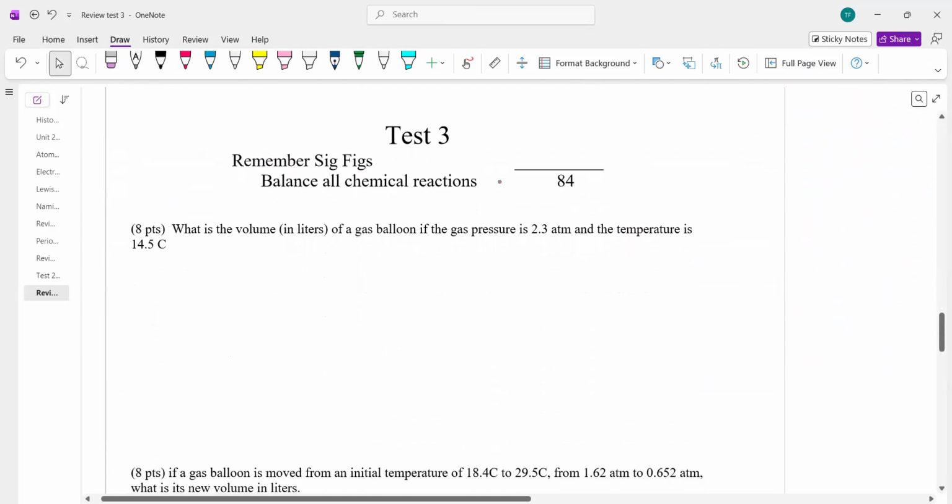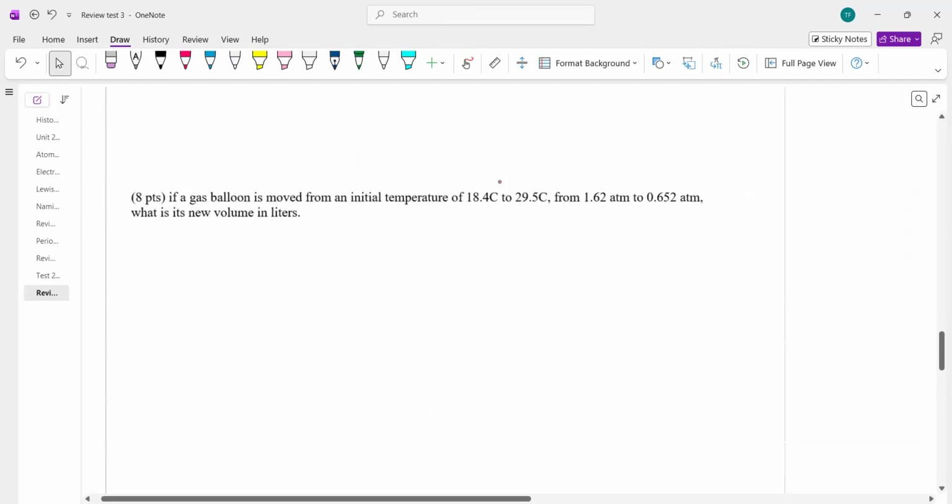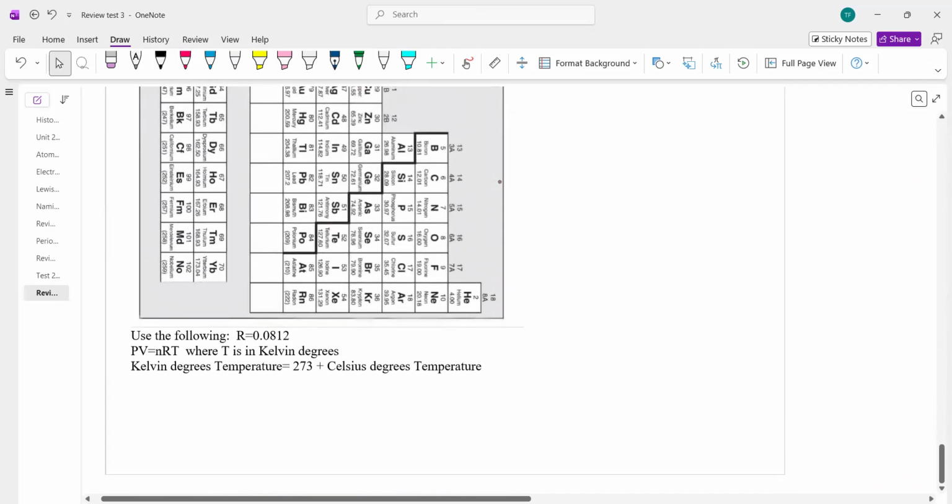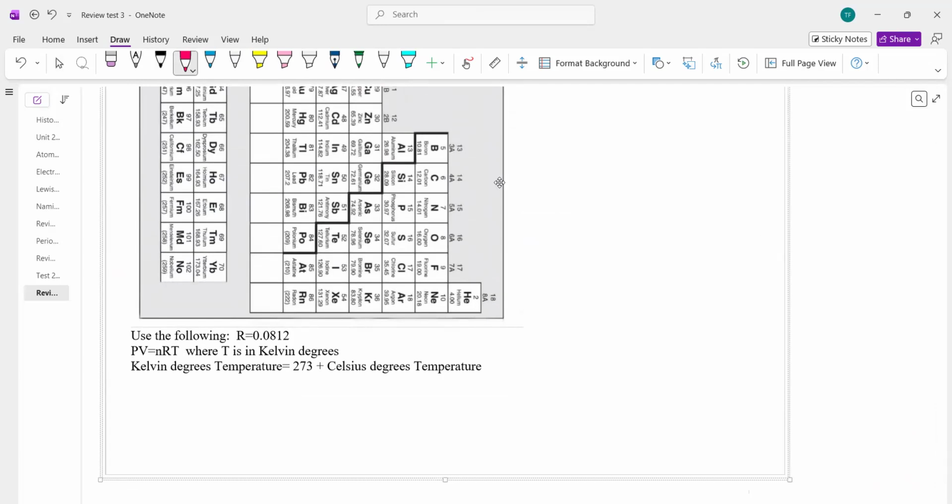Okay, what's the volume in liters of a gas balloon if the gas pressure is 2.3 atmospheres and the temperature is 14.5? And this goes back to your question. It doesn't matter what gas is in that balloon. Okay, and I've got these formulas down here. I give you the R values. Remember, we're using Kelvin temperature now. And this is the relationship between Kelvin and Celsius. So always convert to Kelvin. Basically, you're going to add 273.